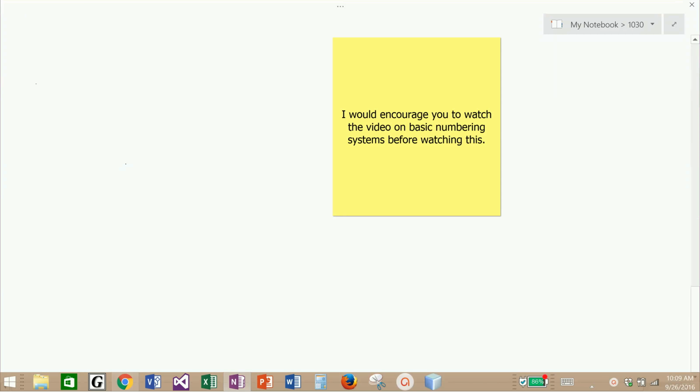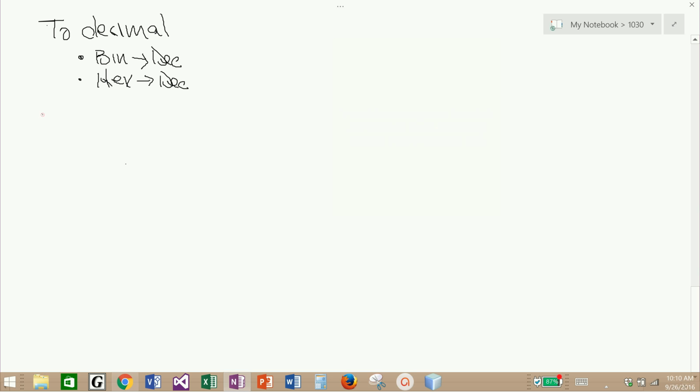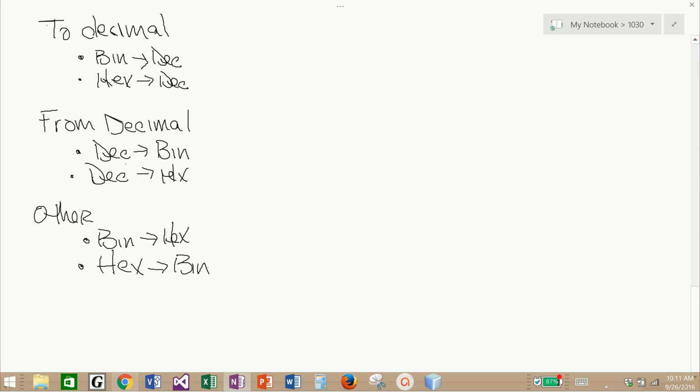So there are three different numbering systems, and we're going to do conversions between the three numbering systems. So the first thing that we're going to do is convert to decimal. So we're going to go from binary to decimal and from hex to decimal. Then we're going to do conversions from decimal. And then finally we're going to talk about the two other types of conversions between binary and hex. So these are the 6 types of conversions that we're going to be doing.